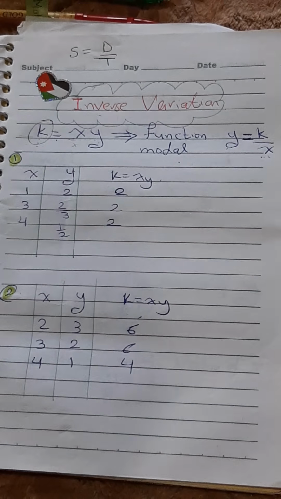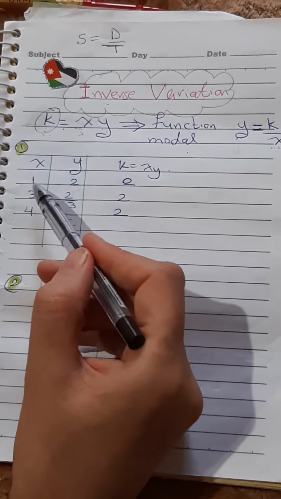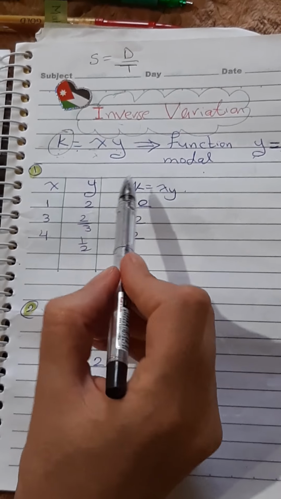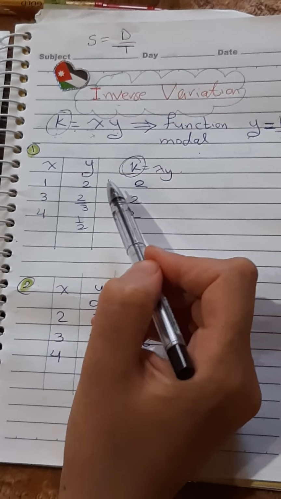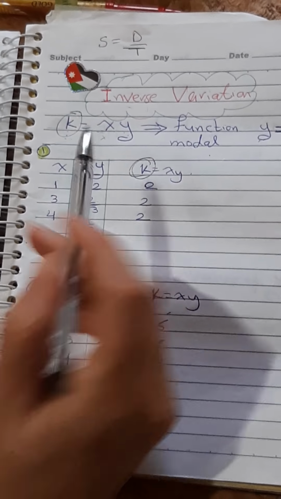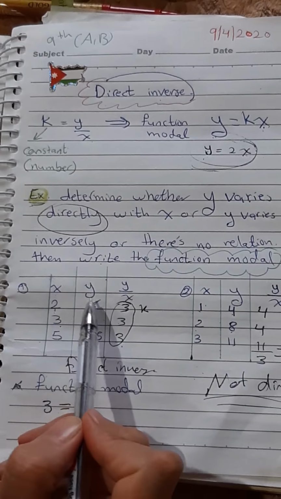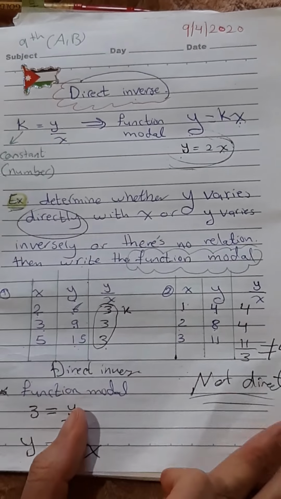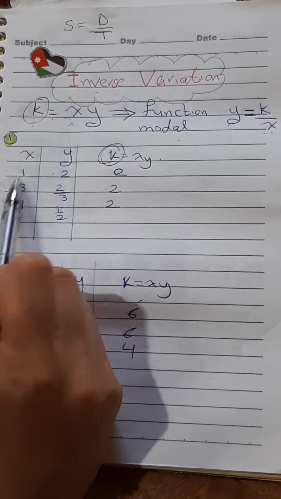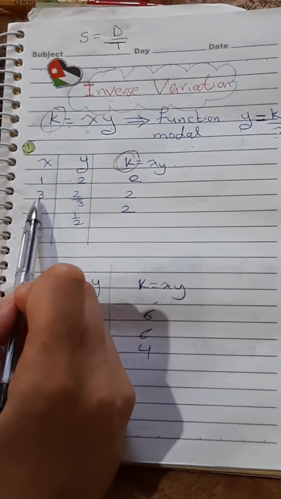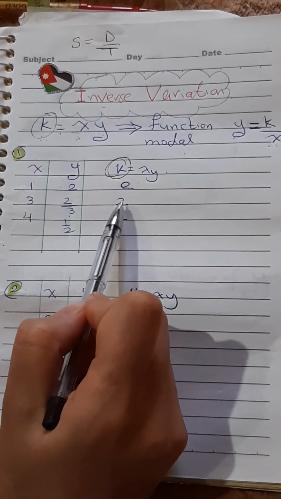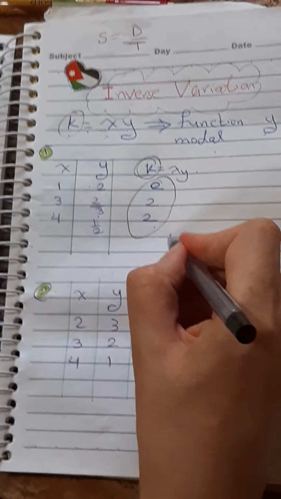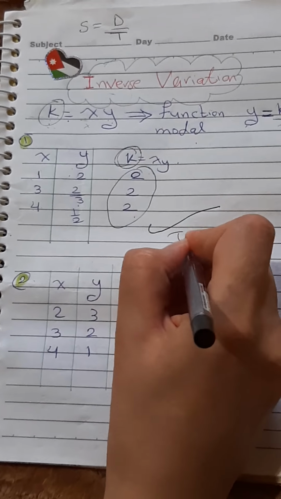Now let's take this example. X and y: 1, 3, 4 are the values of x, with y as output. Let's try to find k. You need to multiply the first column by the second column. Here I divided the second column by the first column, but here we need to multiply. 1 times 2 is 2. 3 times 2 out of 3, the 3s cancel, is 2. 4 times a half is 2. So k is 2, so yes, it's inverse variation.